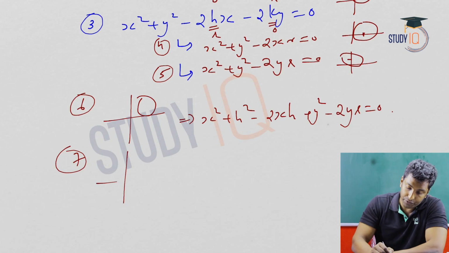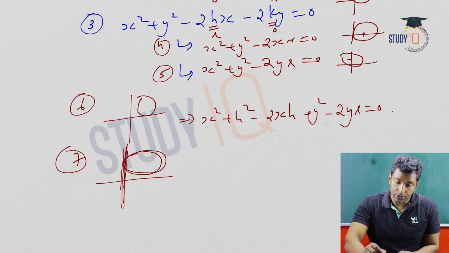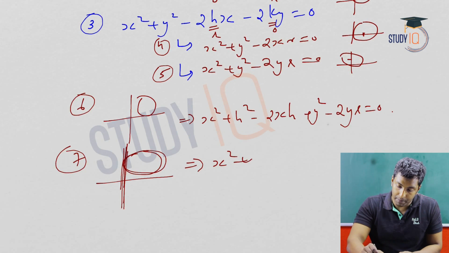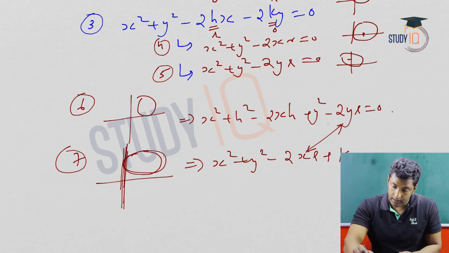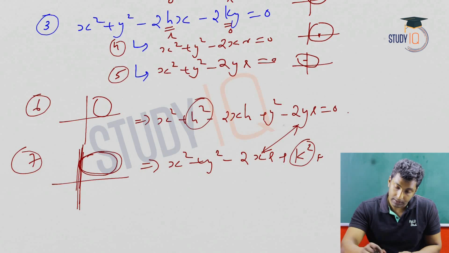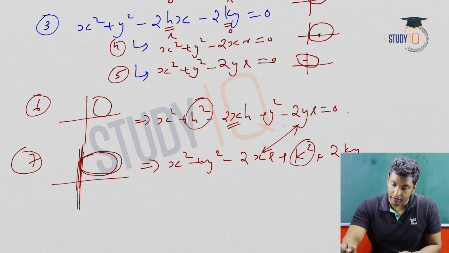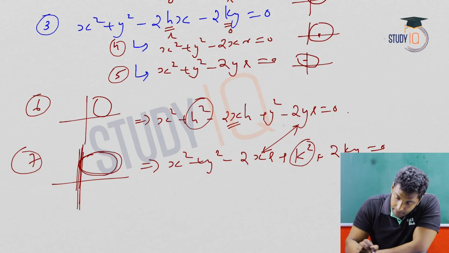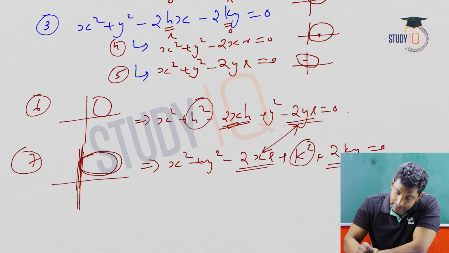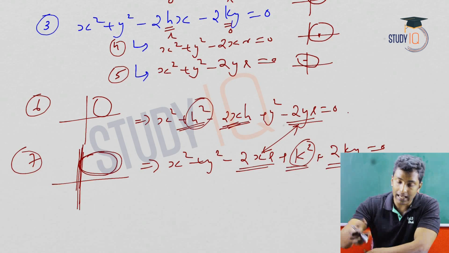Then we have seen the case of touching the y-axis, right? So not cutting, touching the y-axis. There we got the equation as x square plus y square minus 2xr, here 2yr, so this is the change, plus instead of h square, this is k square, right? Then plus, instead of 2xh, 2ky equal to 0. So the changes you can see here: h square, k square, 2xh, 2ky, 2yr, 2xr. That will change, okay?